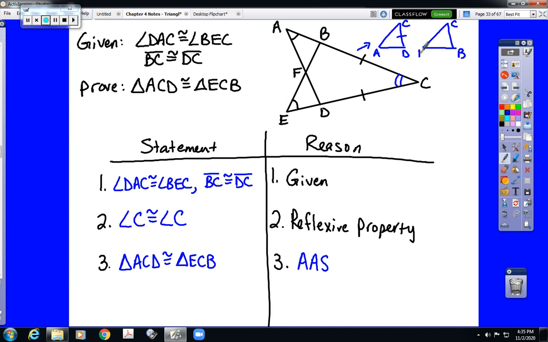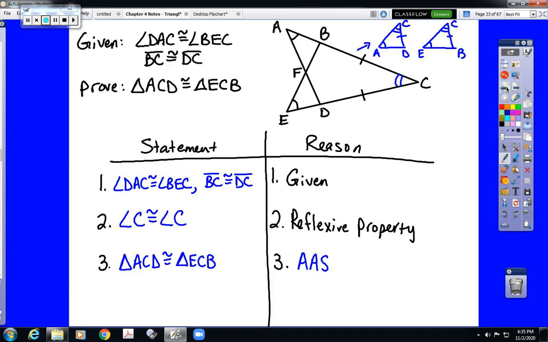So here's B and this is E. We know that angle A and angle E are congruent. And we know that angle C, since it's in both triangles, is congruent to itself. Notice the markings do not include the included side. It's a non-included side. So that would be an angle angle side proof.